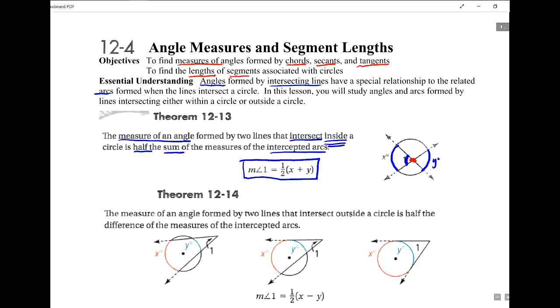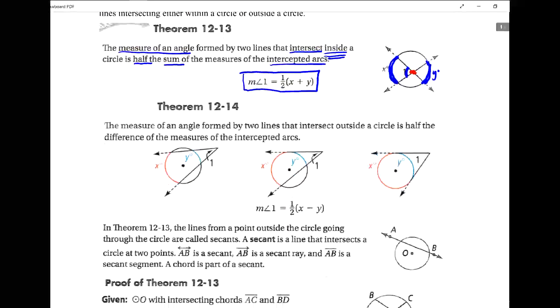inside the circle. They don't intersect at the center, although it would work if they did. These are not intersecting at the center. These are not central angles. Okay, so that's something to think about. This one's pretty easy. Think about it because we have vertical angles here, so they're both going to be half of that. I simply add this one and then divide by 2. We're going to see more about these.